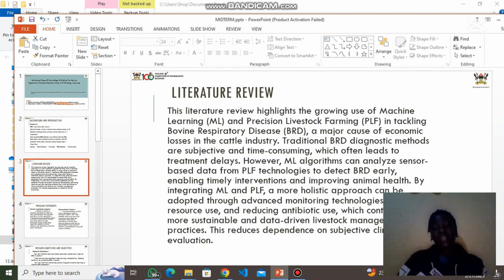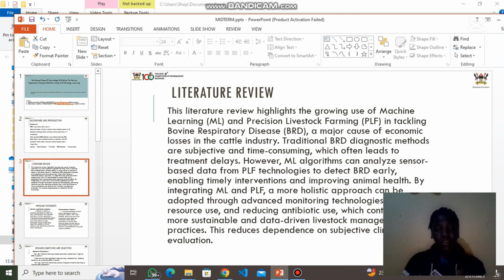The literature review basically it's an insight, or can I call it like it's a comparison of what was there in the recent years and what's basically here currently. So to give a small view of what was there in the recent years, basically their BRD diagnostic methods were subjective and time consuming, which led to treatment delays.